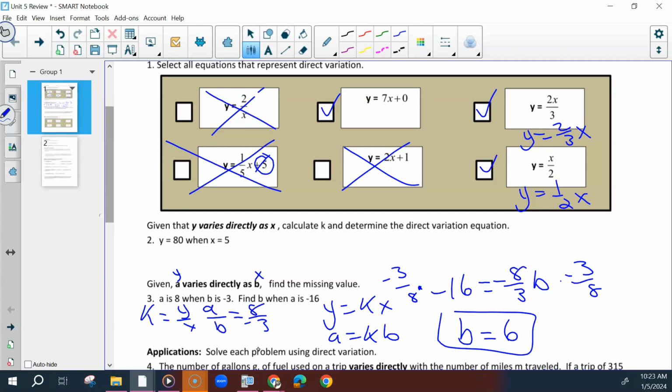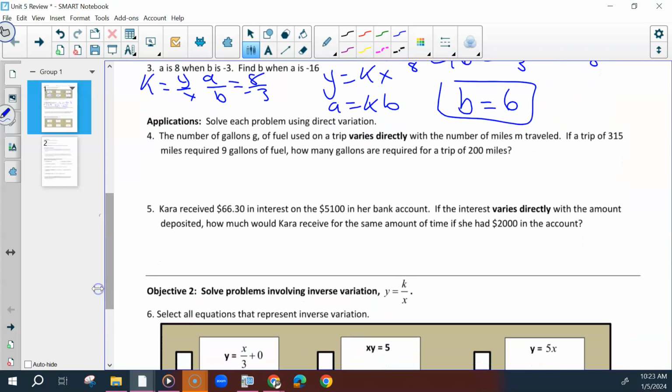Okay. So we'll do an application, then move on to the next objective. The number of gallons G of fuel used on a trip varies directly with the number of miles M traveled. If a trip of 315 miles required 9 gallons of fuel, how many gallons are required for a trip of 200 miles? So first, what's important here? Varies directly. What else? Number of gallons, and that we're calling it G.